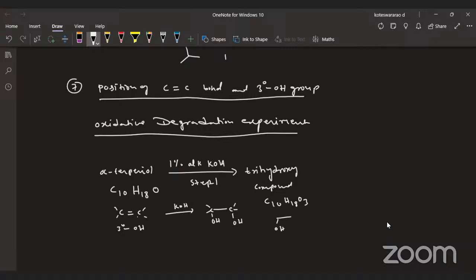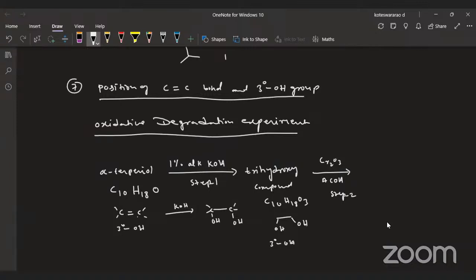In that, a 1,2-dihydroxy fragment along with tertiary OH, 3 hydroxy groups are there. Now, these 3 OHs are subjected to oxidation with chromic oxide, Cr2O3, in acetic acid. This is step 2.